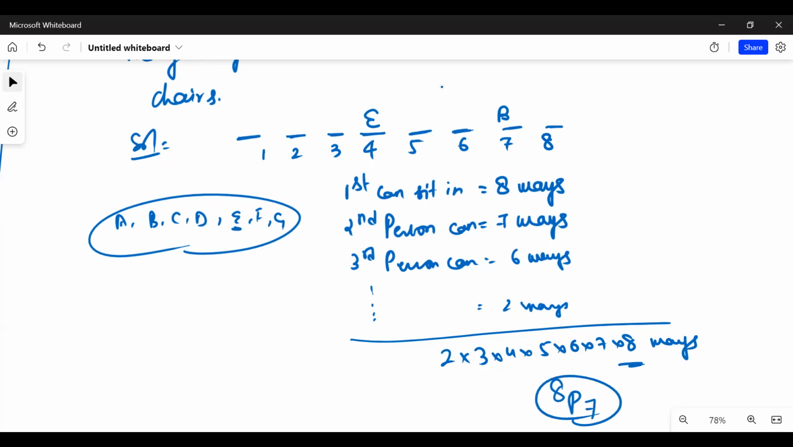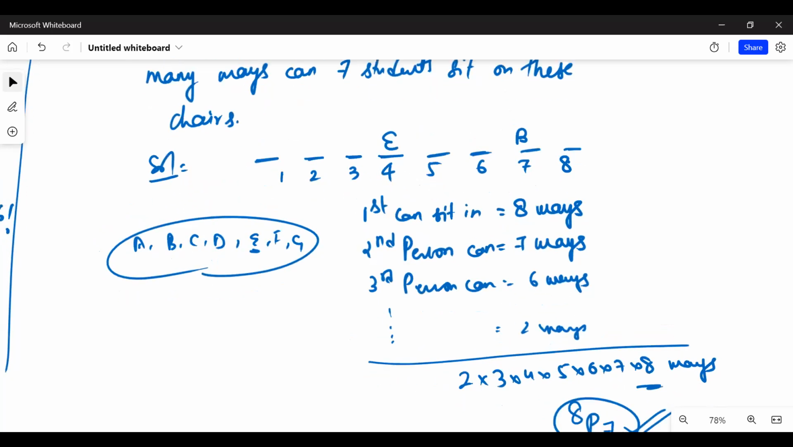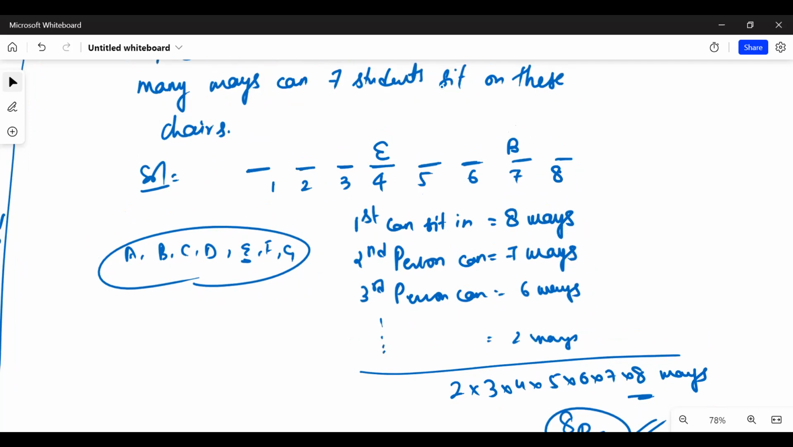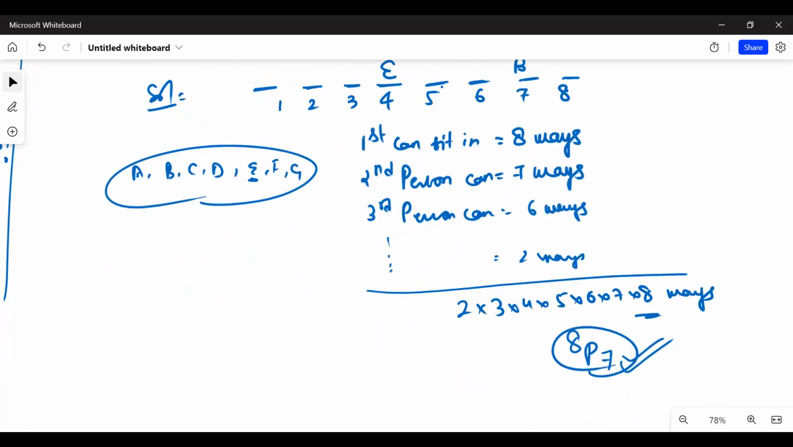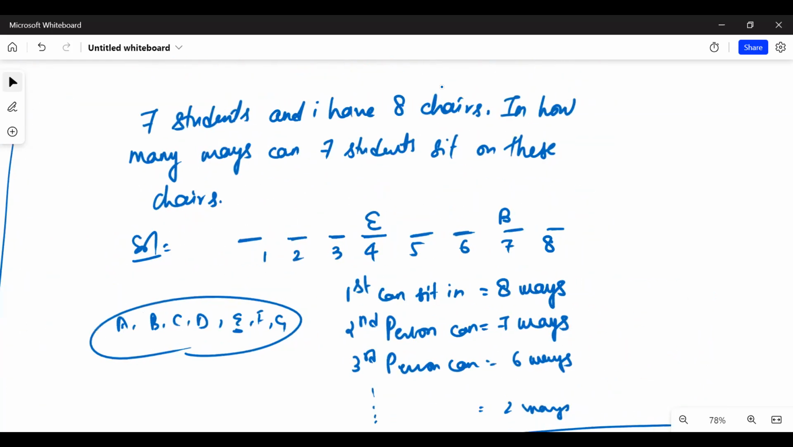So how did you write this 8P7, sir? This is what you have to understand in this class. If you are good in basic understanding, you will give me this answer: 8 into 7 into 6 into 5 into 4 into 3 into 2. That way they can sit. But the same thing you can write as 8P7. So what is 8P7? What do you mean by P? What do you mean by C? Those things we'll understand in this class. You are getting me, everyone?